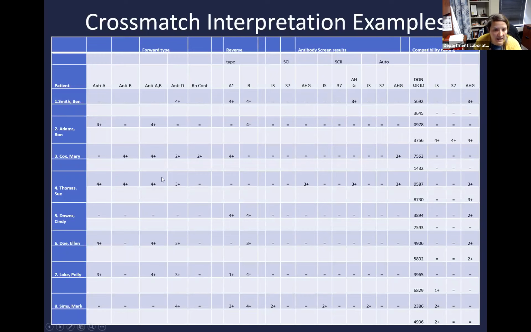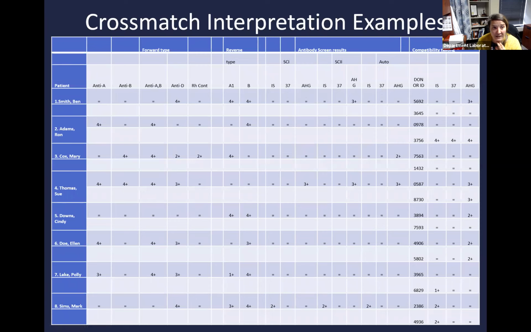So let's look at the next example. Our patient is B, all right, forward and back type match, but notice we actually have a positive Rh control, and then we have a positive autocontrol at the AHG phase of testing. So what do you think in this patient would cause the positive Rh control and the positive AHG?